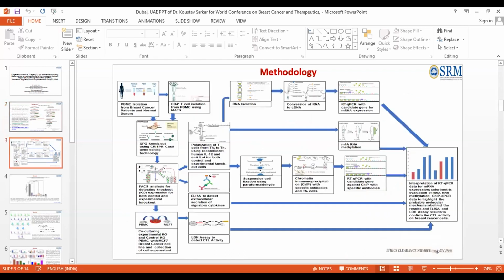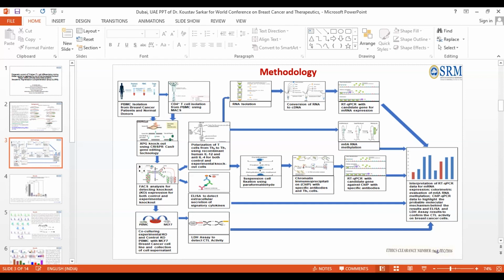Next, we have chosen some methodology. With ethical clearance from our institutional ethics committee, we collected blood from patients suffering from IDC, invasive ductal carcinoma, and then isolated the CD4 T helper cells using MACS technology. We then went for CRISPR-Cas9 mediated XPG knockout and overexpression studies, and chose those XPG knockout and overexpressed cells for the downstream processing of the study: RNA isolation, ELISA, cytotoxicity assay, RT-PCR for gene expression, and chromatin immunoprecipitation to see the enrichment of factors associated with T helper cell differentiation.